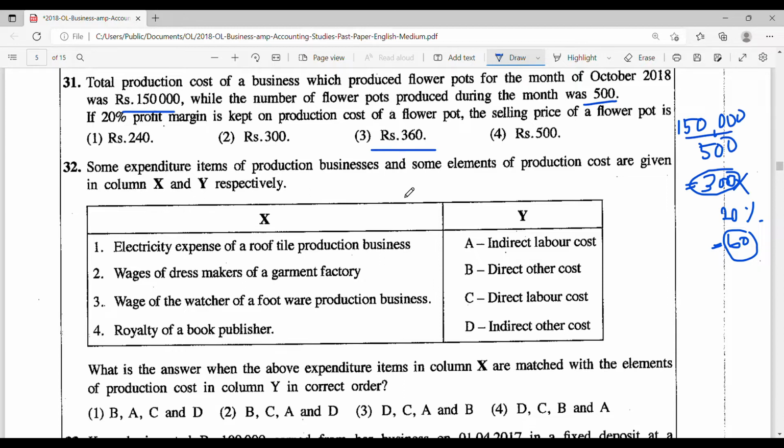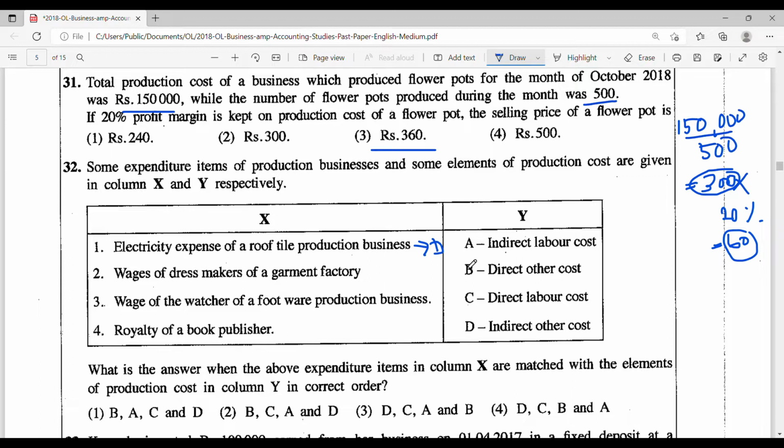Now, electricity expense of a roof tile production business is a necessary cost in production. So, it's definitely a production cost. But is it direct or indirect? Can you quantify the amount of electricity consumed per roof tile? No, it's unable. Then it doesn't fall into the direct category, it will fall into the indirect category. So under indirect category, is this material related? Is this labor related? No. Then it would directly fall into indirect other cost. So the first one is indirect other cost.